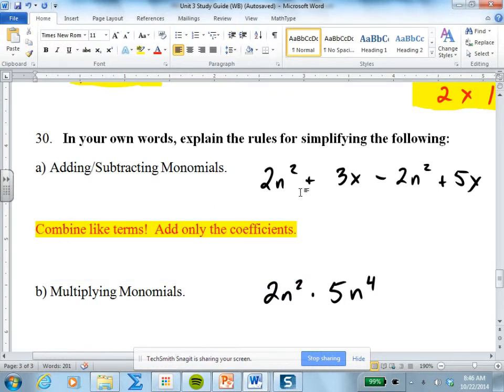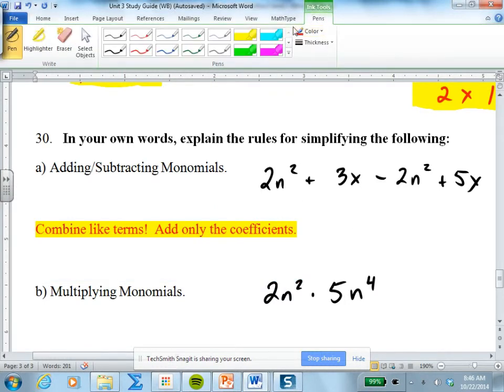So 2n squared minus 2n squared, those are actually going to become 0n squared, and those are going to cancel each other out, but they can be added, so we're going to actually cross those out. And 3x plus 5x can be added to become 8x.